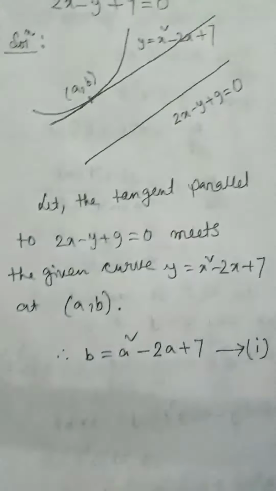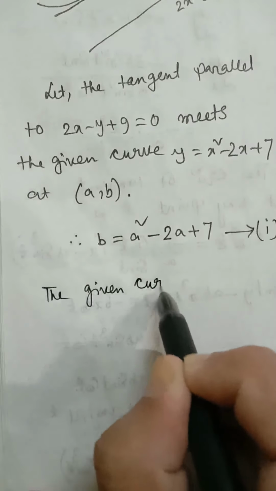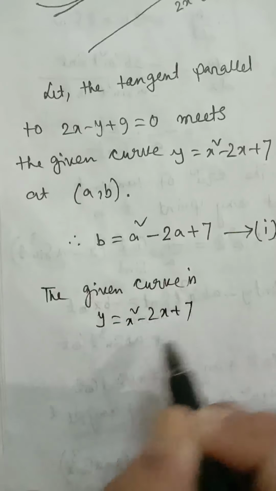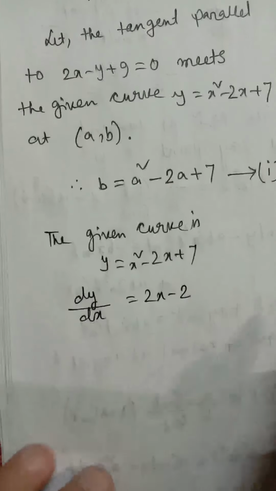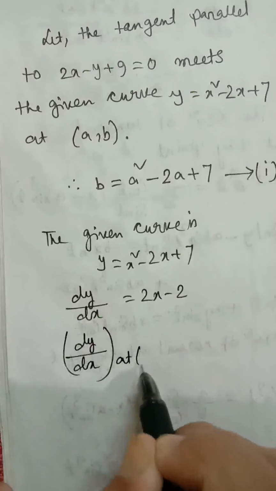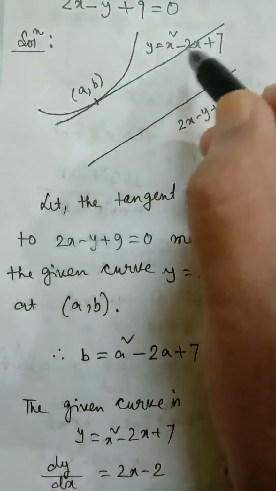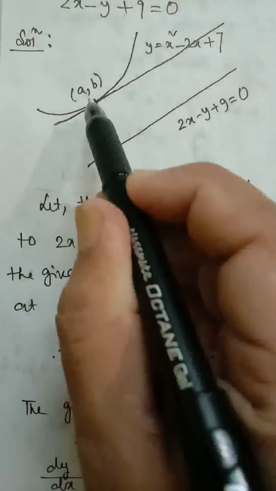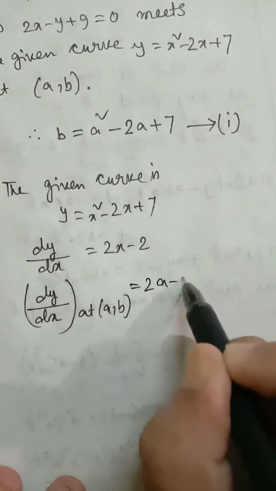The given curve is y equal to x square minus 2x plus 7, so dy by dx equal to 2x minus 2. The tangent is drawn at the point (a, b), so the slope of this tangent will be dy by dx at (a, b), which is equal to 2a minus 2.